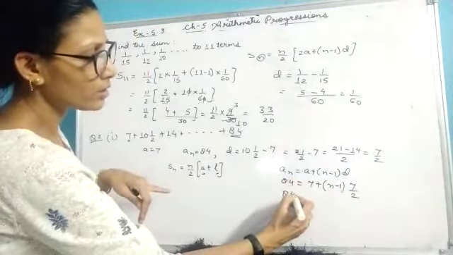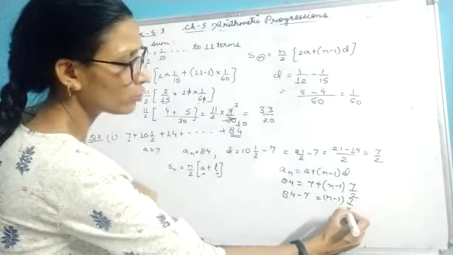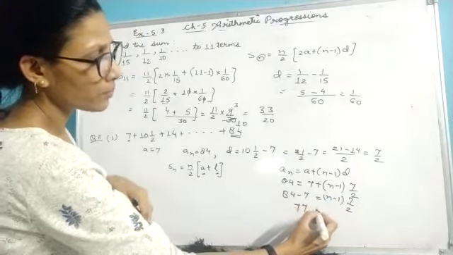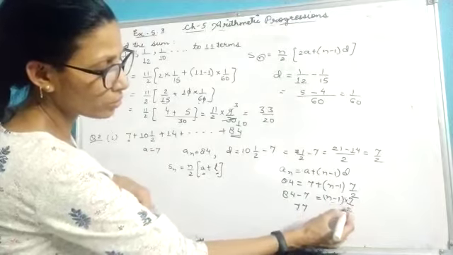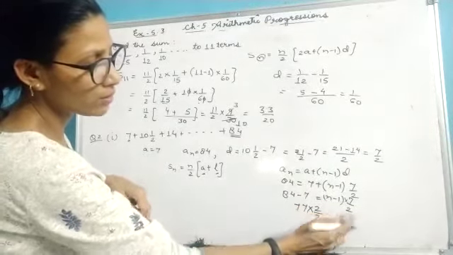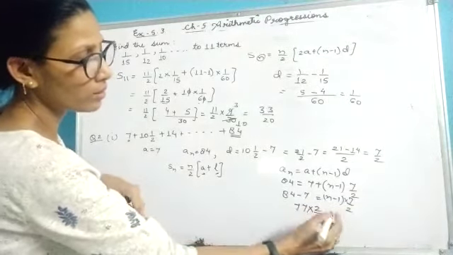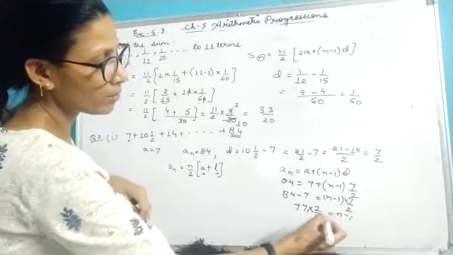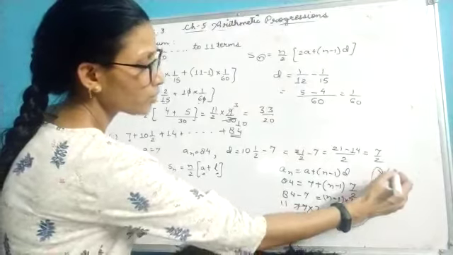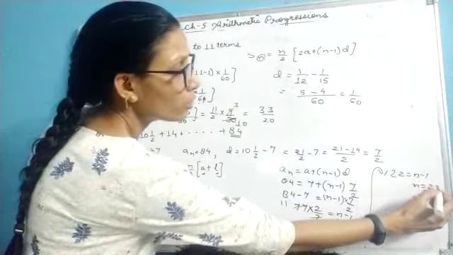Bring this 7 this side, so this is your (n minus 1) into 7 by 2. Subtract it, it will be your 77. And when this is in product, this 7 by 2 when it comes this side, it will be just 2 by 7. This is in the denominator, so it will come in the numerator. This is in the numerator, so it will come in the denominator. This equals n minus 1. 7 11s are 77, so I am getting here 22 equals n minus 1, or I can say n equals 23.